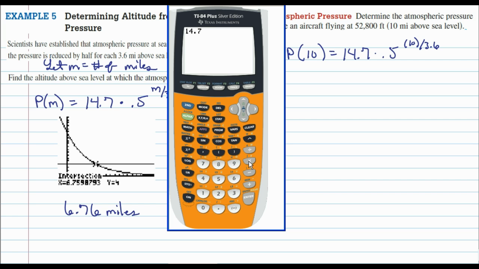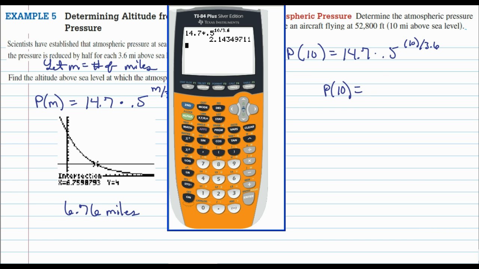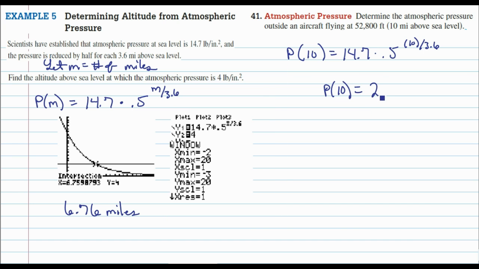14.7, my initial pressure, times one half to the power of 10 over 3.6, since I lose half of it every 3.6 miles, but I'm going to do 10 miles. So I got a little over 2. That's what happens when you approximate in your head. So in this case, P of 10 equaled 2.14 pounds per square inch.